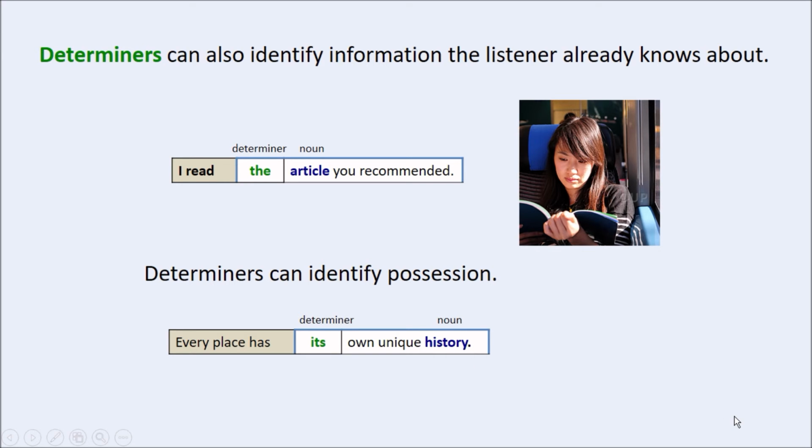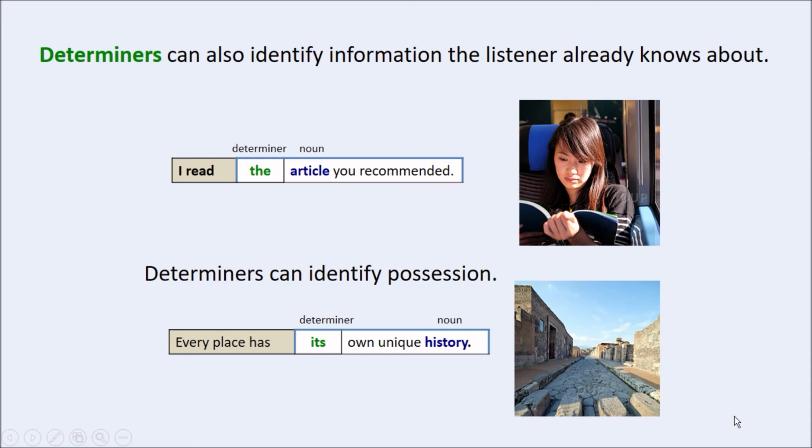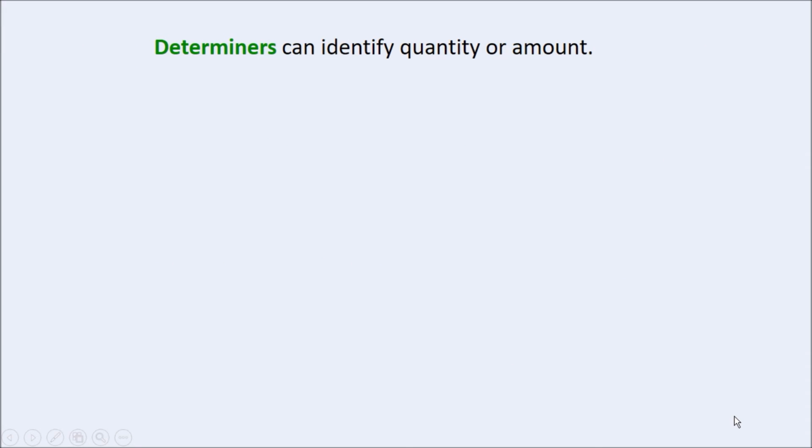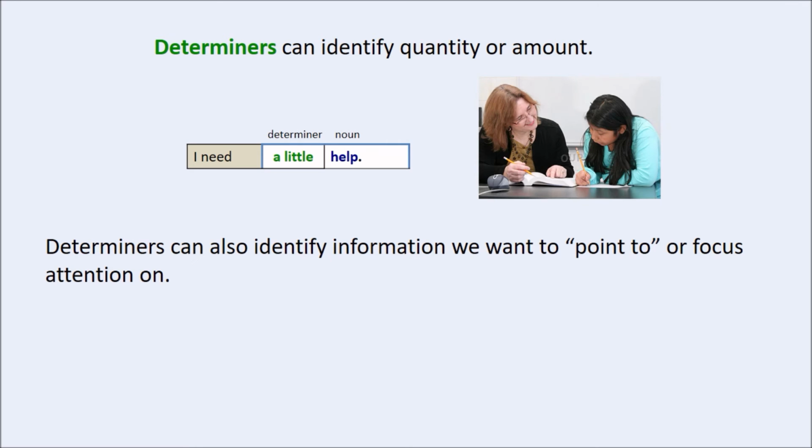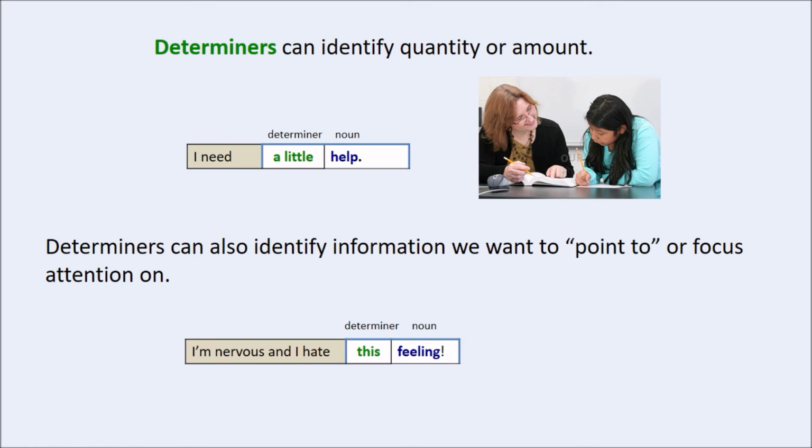Remember, this is just a general view of determiners. Then we're going to go one by one. They can tell you about quantities or amount, right? I need a little help, right? Determiners can also identify information we want to point to or focus attention on. I'm nervous and I hate this feeling.